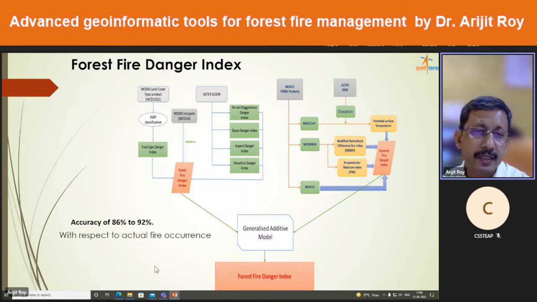So the fire danger index has basically two components. On the left side, you have the static component, on the right, you have the dynamic component, which are integrated by a generalized additive model to provide the final fire danger index. And this has an accuracy ranging between 86% to 92% with respect to actual fire occurrence.